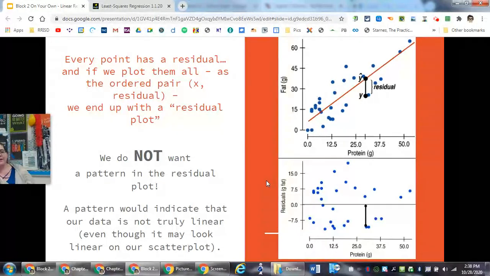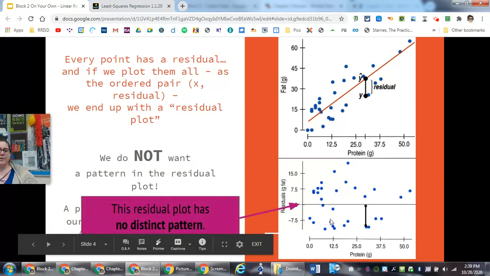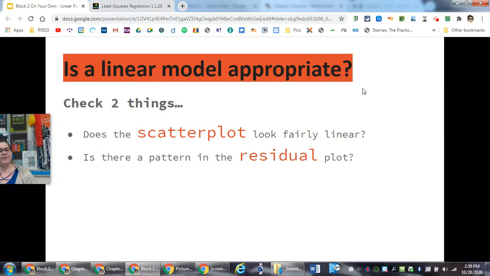It might look linear on the scatter plot, but it may not actually be linear when we deal with our residual plot. So let me show you an example to see what I mean. This particular residual plot, I would say, has no distinct pattern, which is what we want to see for a linear model, right? So if you're asked a question of, is a linear model appropriate?